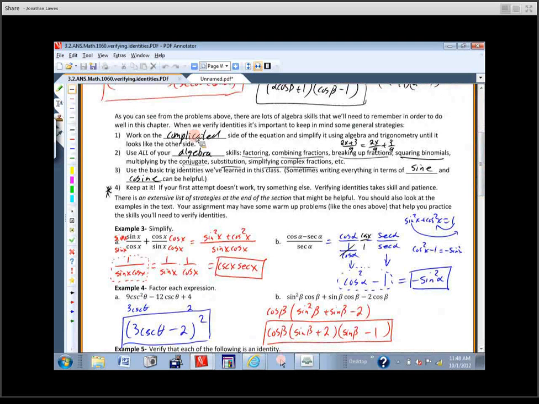The second one is you're going to be using a lot of algebra skills, especially things with factoring, complex fractions, different skills like that. A lot of times it's useful to write things in terms of sines and cosines because those are the most familiar ones. They're used in the definitions of the other ones, using those reciprocal identities and stuff like that. Okay, so that can be helpful.